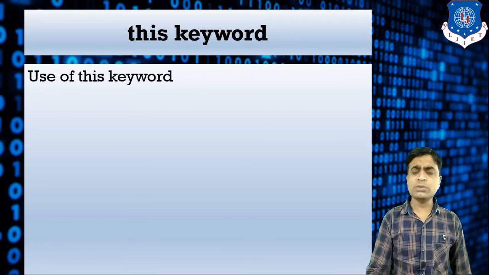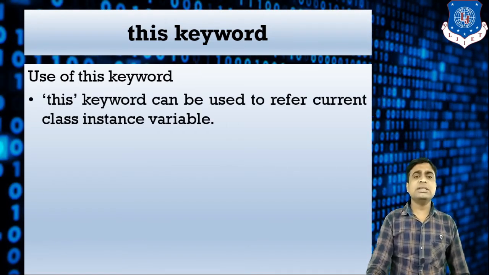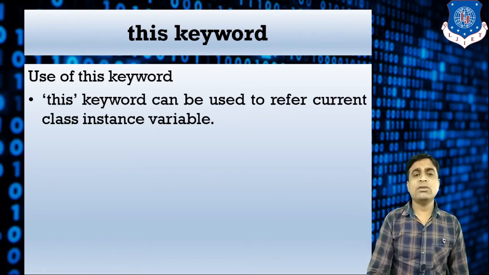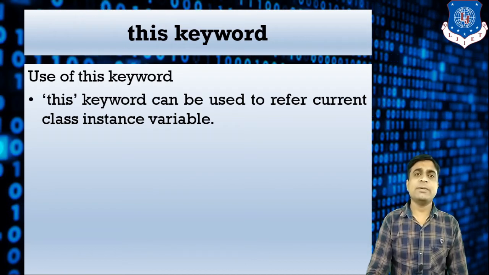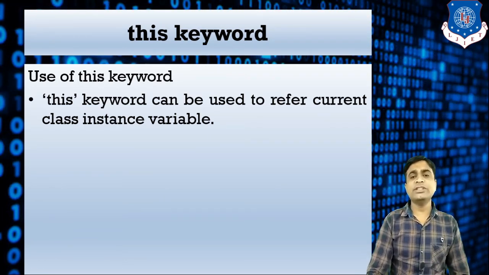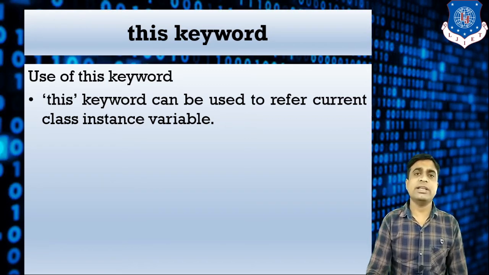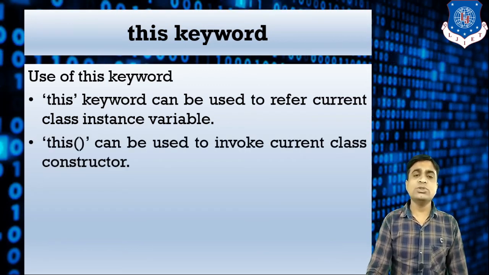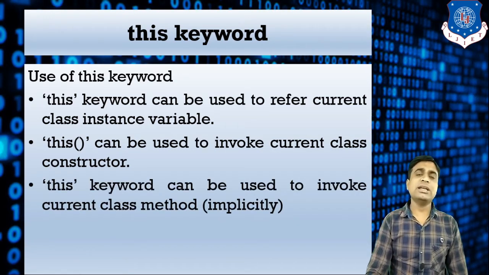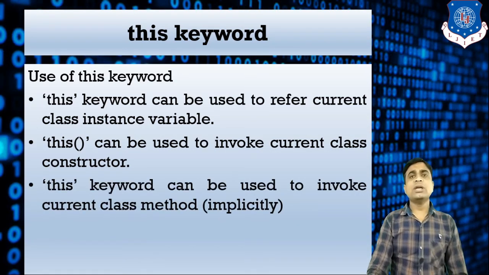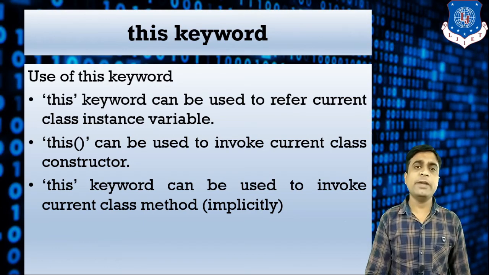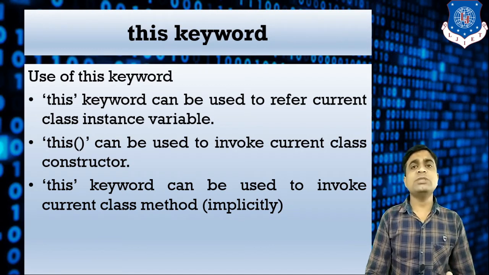The first use of the this keyword is to access the data of the current class instance variable. It is also described as referring to the current class instance variable. It is also used to call the current class constructor and the current class method. I will show you all these three uses of the this keyword with programming. So these are the uses of the this keyword.